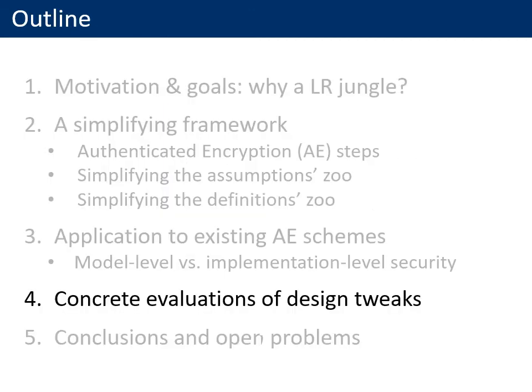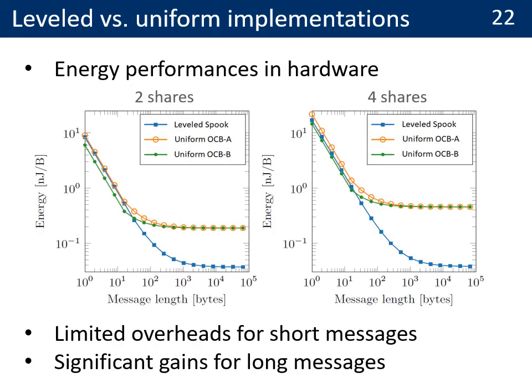Okay, so the previous discussion showed that different modes of operation can leverage different design tweaks in order to improve security against leakage, and we now briefly discuss the concrete impact of these different design tweaks. So the main question is probably whether leveled implementations, where different parts of a design have different levels of security against physical attacks, can bring performance gains over uniformly protected implementations. For this purpose, we analyzed the energy performances in hardware of a leveled implementation of Spook and a uniform implementation of OCB. The main conclusions are that the overheads of leveled implementations are limited for short messages, and the gains can be very significant for long messages, especially when the physical security of the key generation function and the tag generation function increases because of higher order masking schemes.